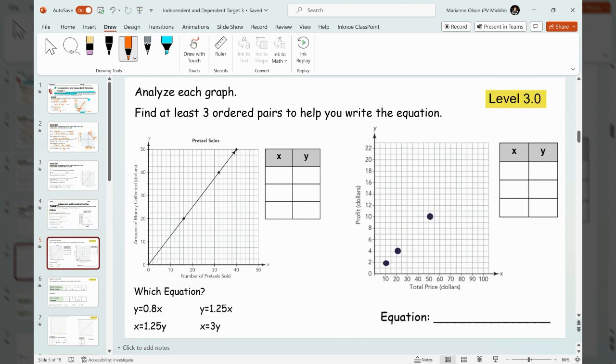So here we're going to work on our level 3s. So we're going to analyze the graph, and then we need to write the equation. And to help us, we're going to list or find 3 ordered pairs, so the x comma y. So first thing, I want to analyze this graph. So I'm talking about pretzel sales. Along my y-axis, I have my dependent variable, and that's amount of money collected. And along my x-axis, which is my independent variable, I have number of pretzels sold.